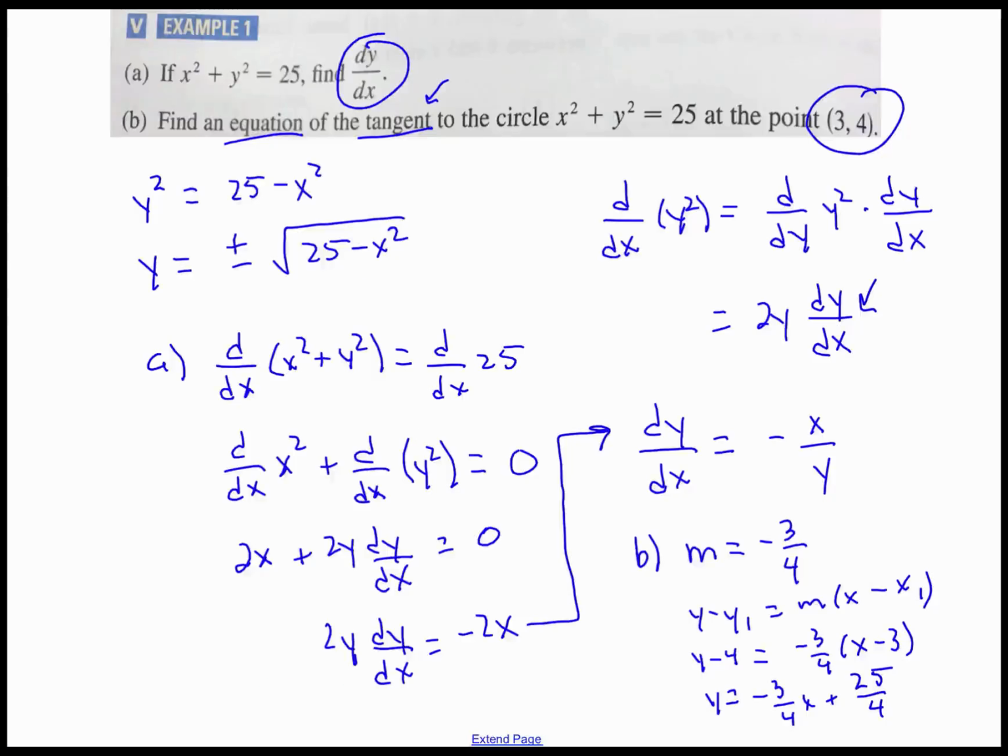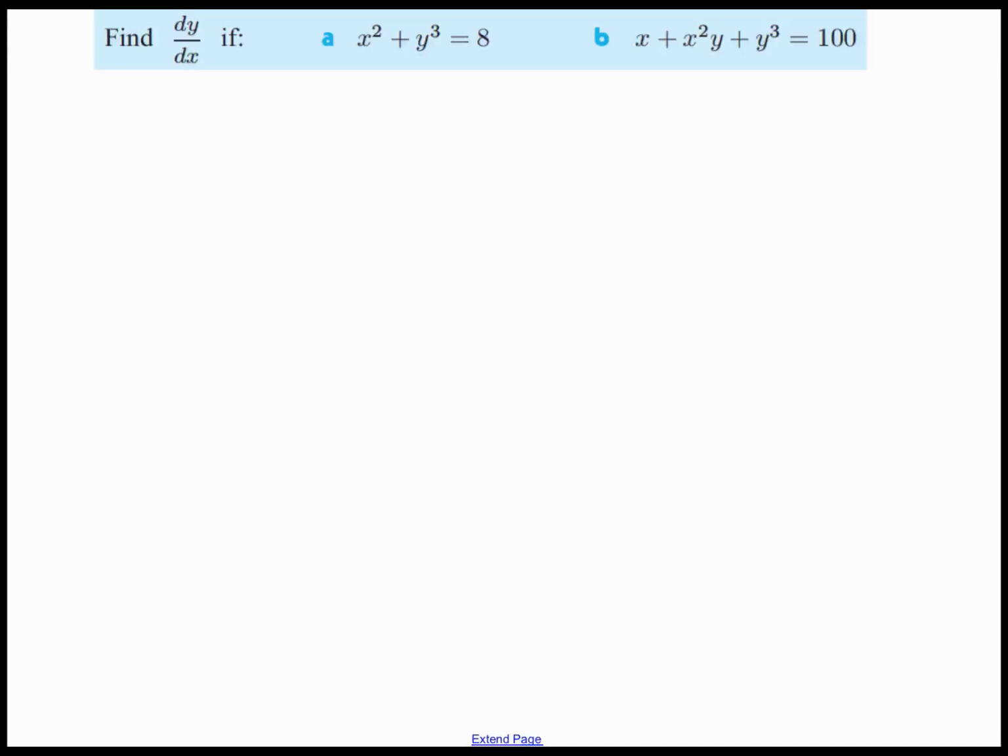Okay, so using dy dx can be a little bit cumbersome, so we don't have to do that. We can use other symbols. I just wanted to show you quite formally how to do implicit differentiation, but we can do it much quicker. So if I have, find dy dx of x squared plus y cubed equals 8.